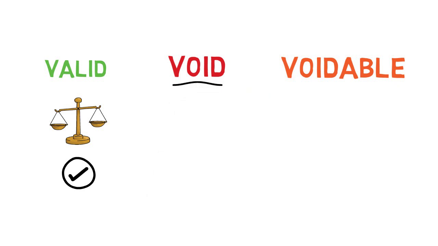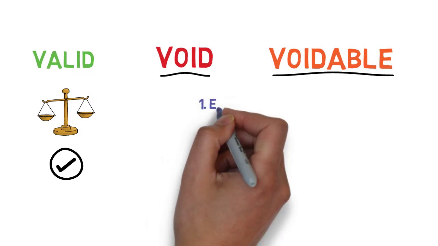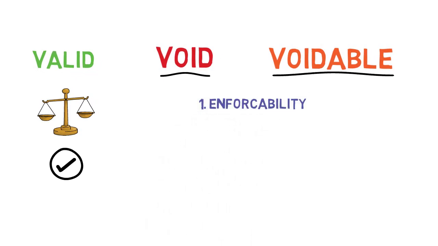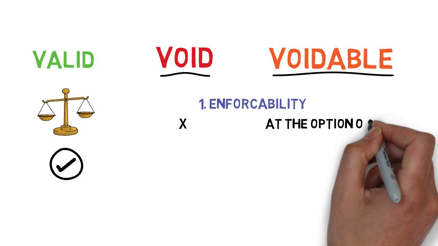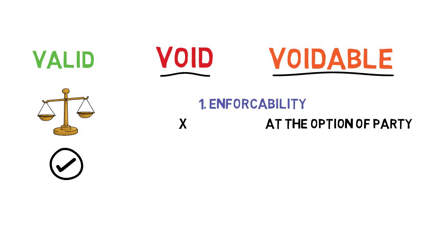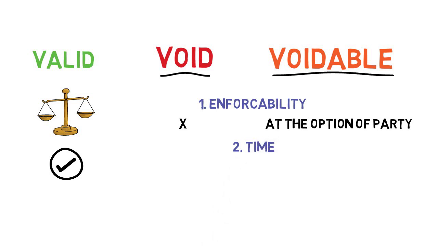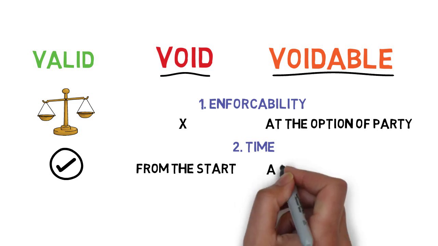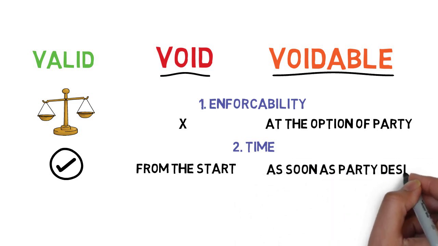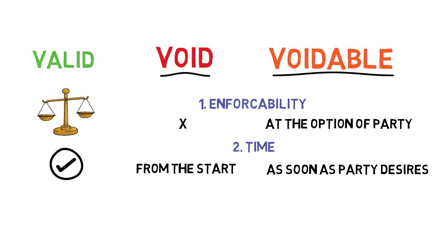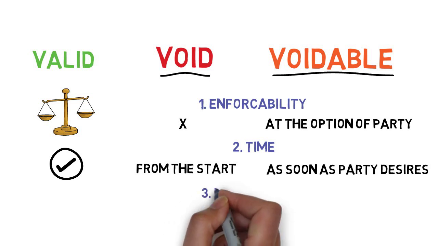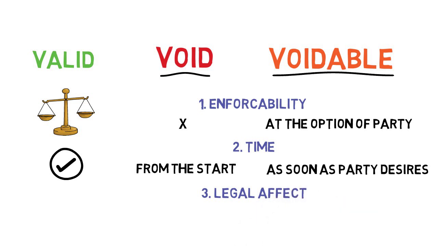The important aspect is to highlight the difference between the void and the voidable contract. First, as to the enforceability, the void contract is not enforceable by law, whereas the voidable contract remains enforceable at the option of one or more parties. Second important factor is the time. Void contract is not valid from the start, whereas the voidable contract becomes invalid as soon as the party raises and proves the concern.